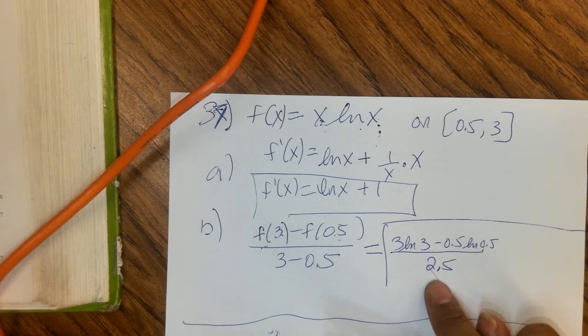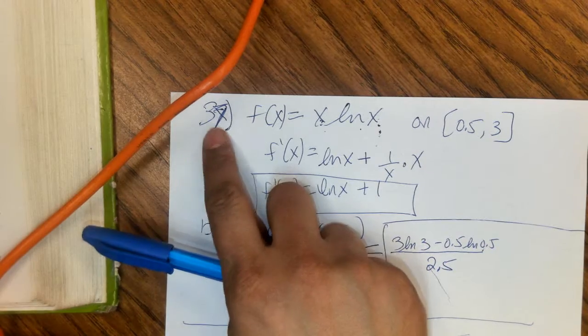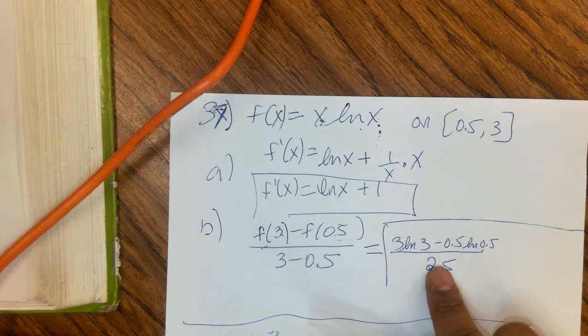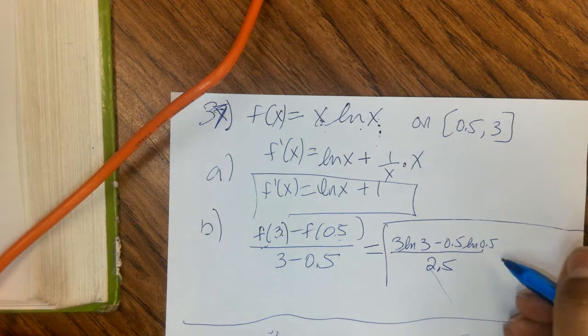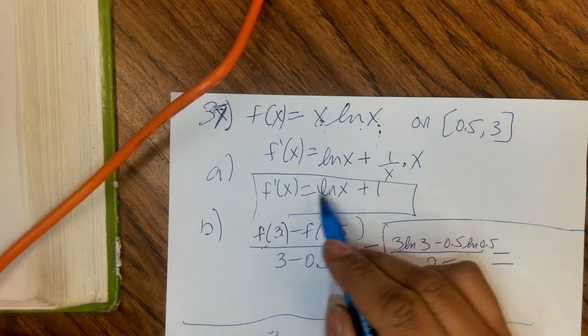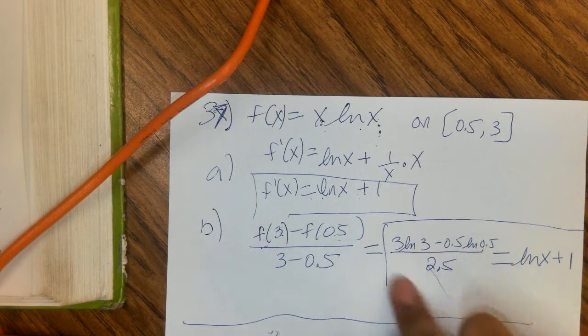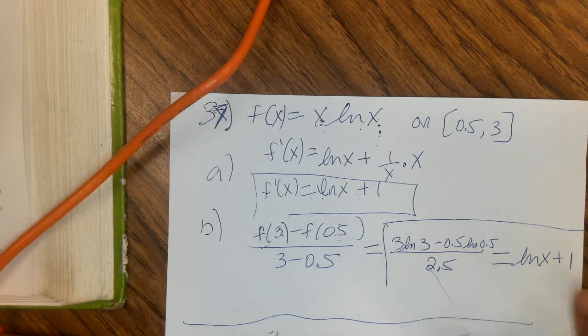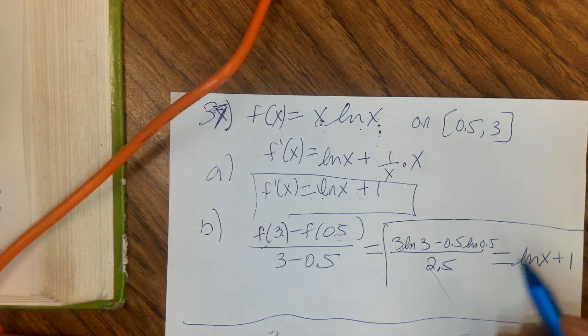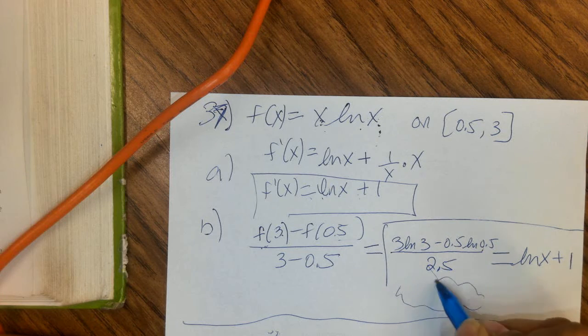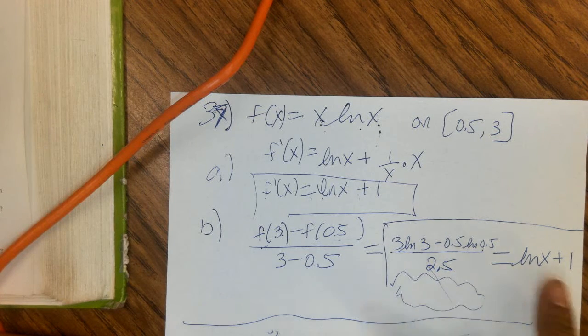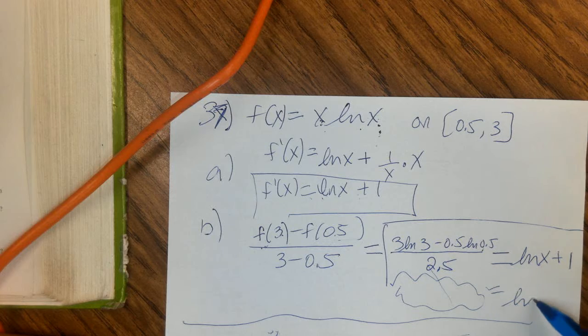If you want to use the calculator, there was no gray box. So if you want to use a calculator and turn it into a number, that's okay. We're going to put this equal to the derivative, and we're going to solve for what x is. So whatever this ugly value comes out, you're going to subtract 1. I don't know what the ugly value is, but I'll just call it blah. We're going to subtract 1. That's what equals natural log of x.